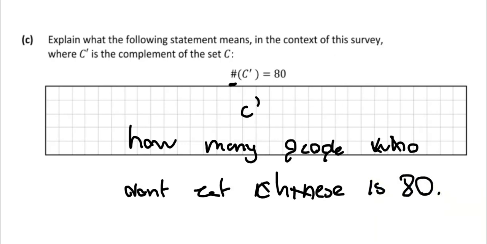Everything's not on C, but you have to explain what it means in the context of this question. In the context of the survey, what does C mean? Everybody who doesn't eat Chinese is 80 people. Okay, is that all right?